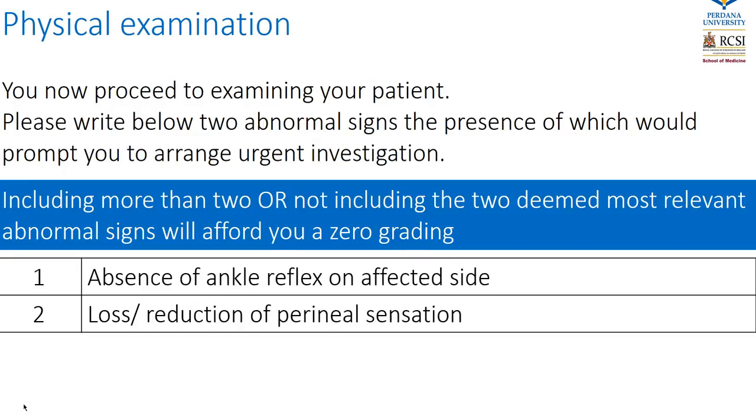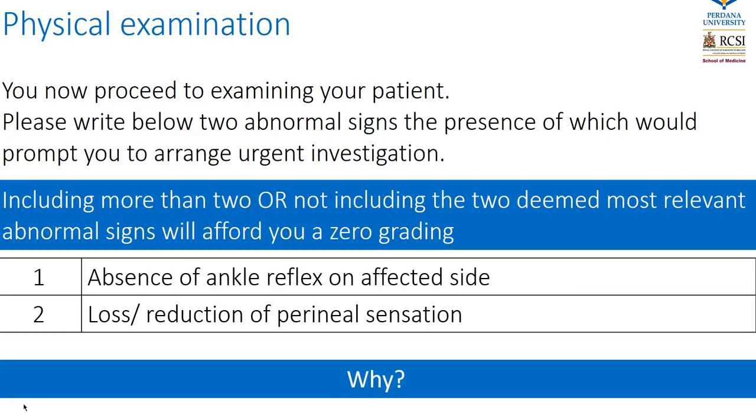So on examination, you should check for the absence of an ankle reflex on the affected side. You should also look for loss or reduction of perineal sensation. Now, why should you look for these? Well, loss of ankle reflex is quite a significant development, and even more so, loss or reduction of perineal sensation suggests that there probably is a cauda equina, and it means this is urgent.